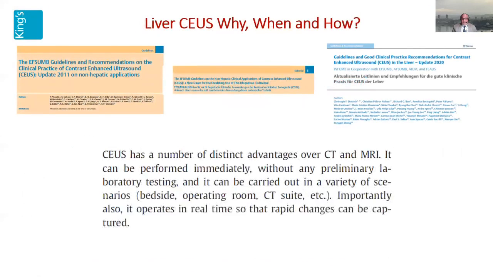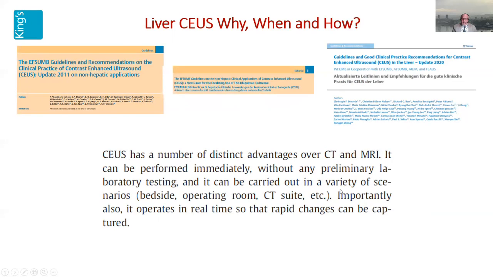Now, what does contrast enhanced ultrasound and ultrasound have over everyone else? Well, it has a number of distinct advantages over CT and MR. You can perform it immediately without any preliminary laboratory testing, and this pertains to the fact that the contrast agents in ultrasound have no renal toxicity. In fact, they have no renal phase at all and are excreted via the liver and the lungs. So you don't need any preliminary laboratory testing for renal function.